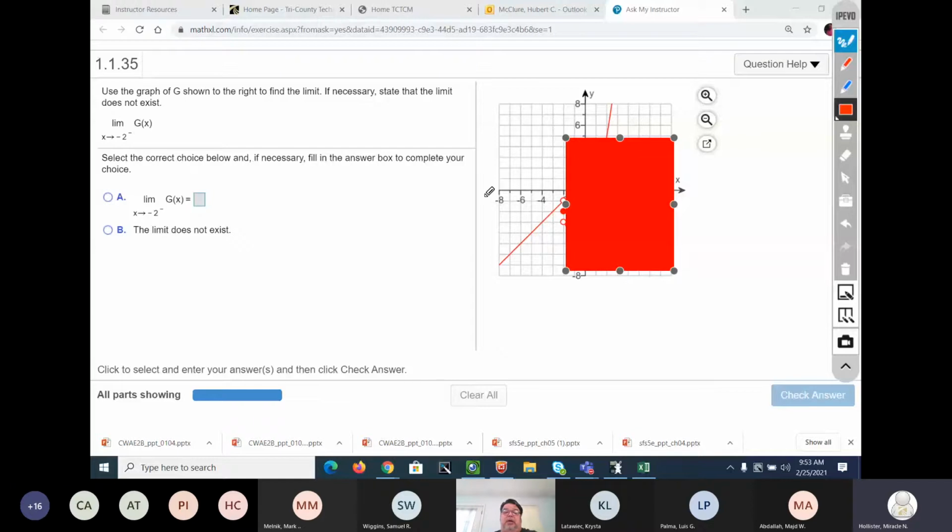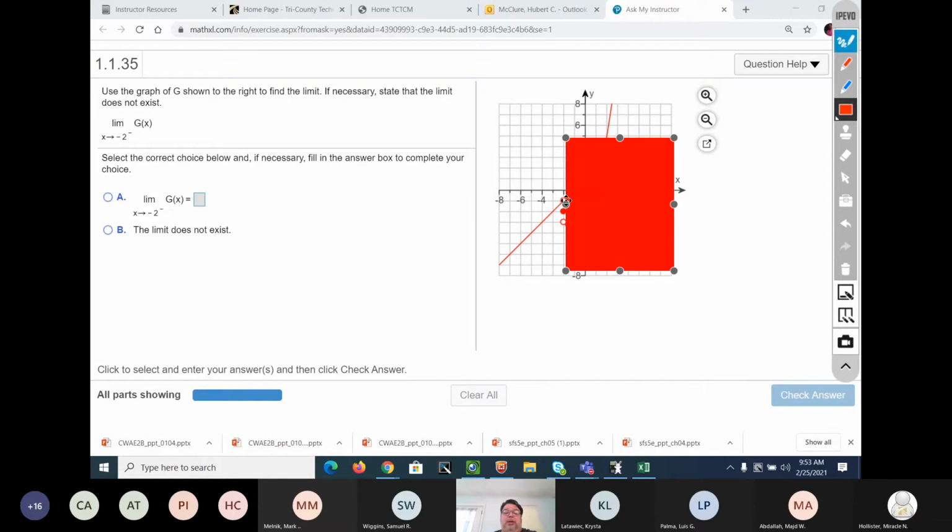So as I hit -8, I'm down here. As I hit -6, I'm right here. As I hit -4, I'm right about here. And when I hit -2, I'm at what? I think that's -1. 2, 3, 4, 5, 6, 7, 8. I'm at -1.